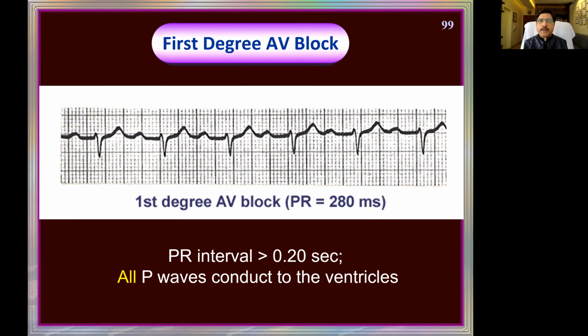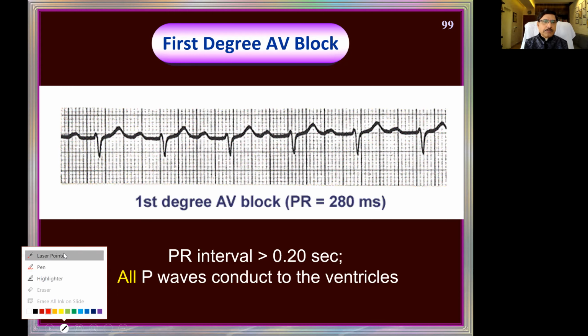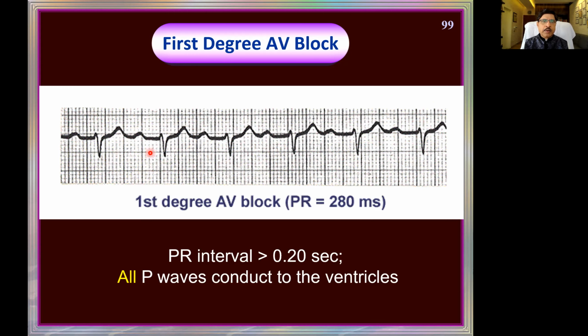What is the normal PR interval? PR interval is from the beginning of the P wave, that's here, to the beginning of the QRS complex. So that is the PR interval. Normally it is 5 small squares or 1 big square or 0.2 seconds. This is the 1 big square. 1 big square is 0.2 seconds, and then 1 small square is 0.04 seconds.